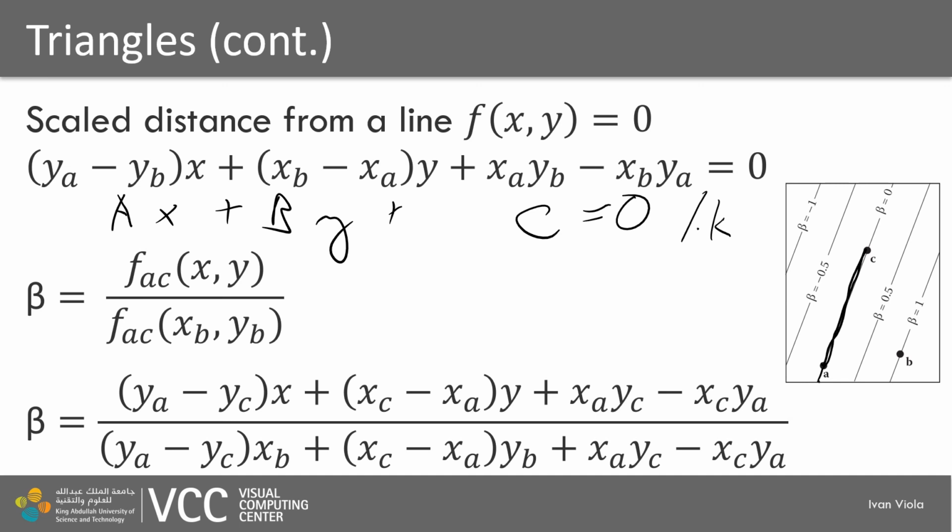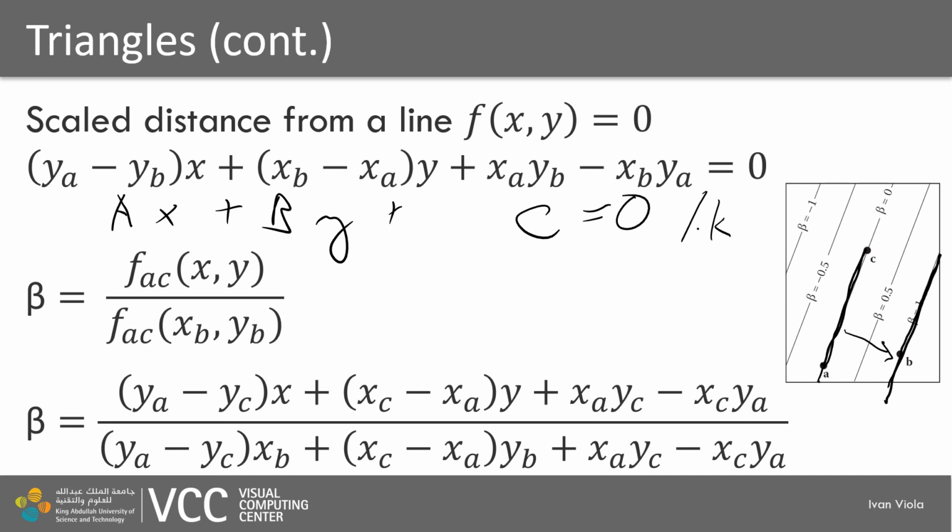Now, what we would like to achieve is that in order to have a proper characterization of such an implicit line definition, we would like that this line will reach a value of 1 when we will be intersecting the point B with this line.